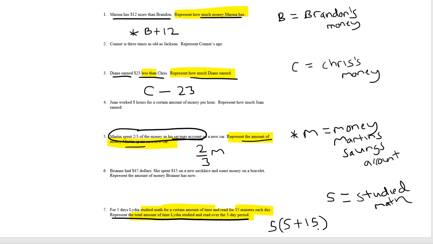So this would be our expression. For 5 days, Lydia studied math for a certain amount of time and read for 15 minutes each day. So this right here in the parentheses is how much time she is studying math and reading each day. And because that happened over a 5-day period, we need to multiply that by 5.